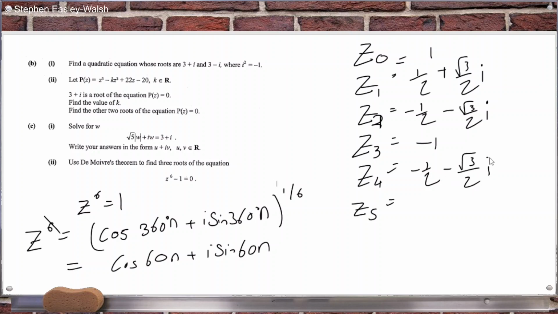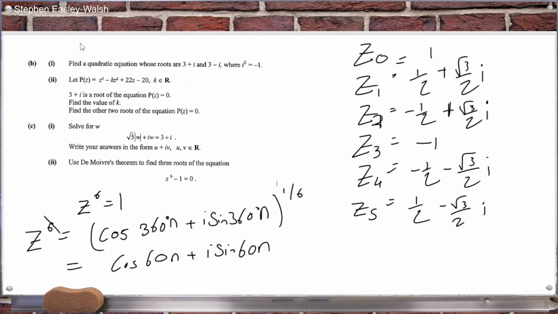Sorry, that's a plus root 3 over 2 earlier there. And then the last one, let's see, cos 300 is a half, and then sine 300 is minus root 3 over 2 i.